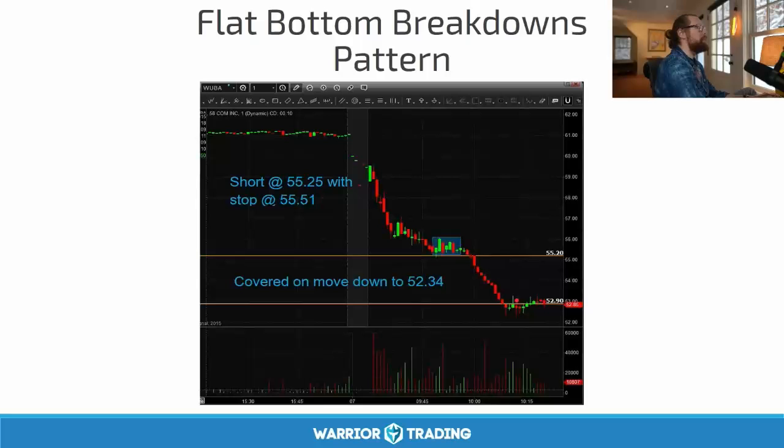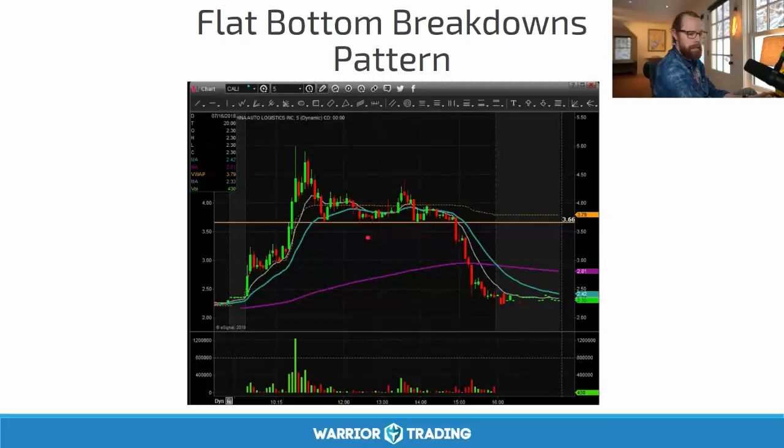Makes sense. Here's another sort of flat bottom right here on WUBA, which was sort of consolidation down here above 55. So consolidation right above the whole dollar, and then it drops back down.